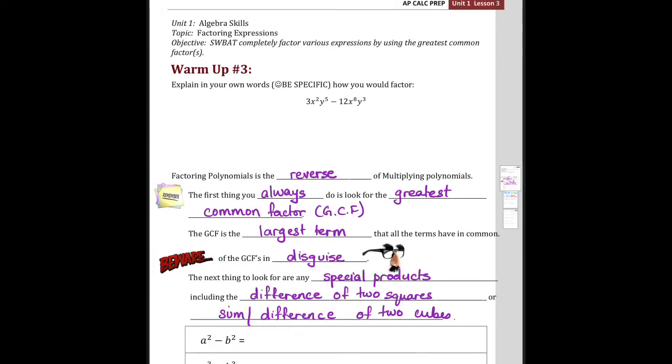Okay, so take a moment and check your blanks, and I'm gonna talk about two special products, that is difference of two squares and sum and difference of two cubes, right? So difference of two squares can be expanded to a minus b and a plus b, right?